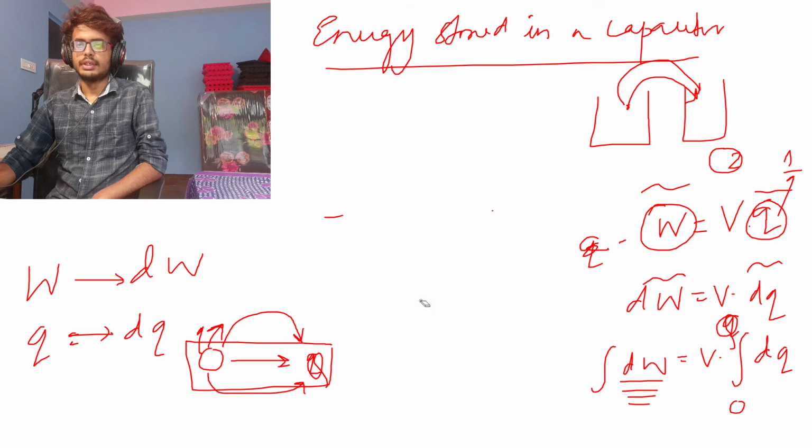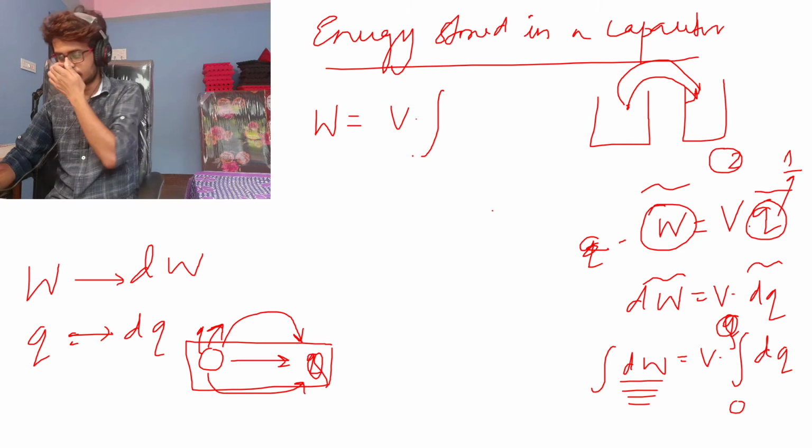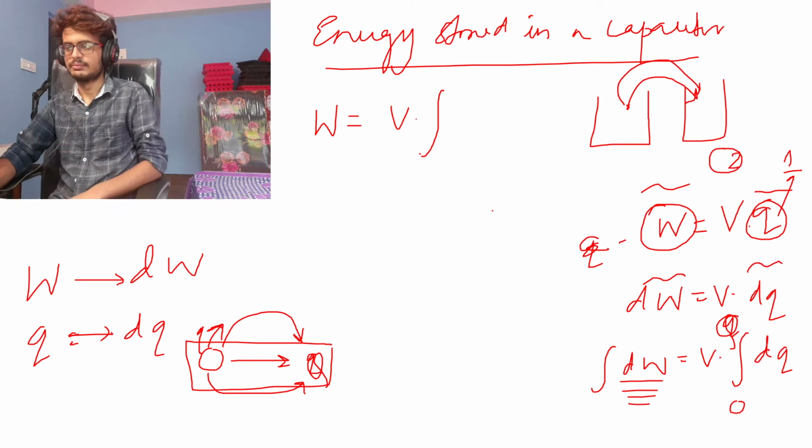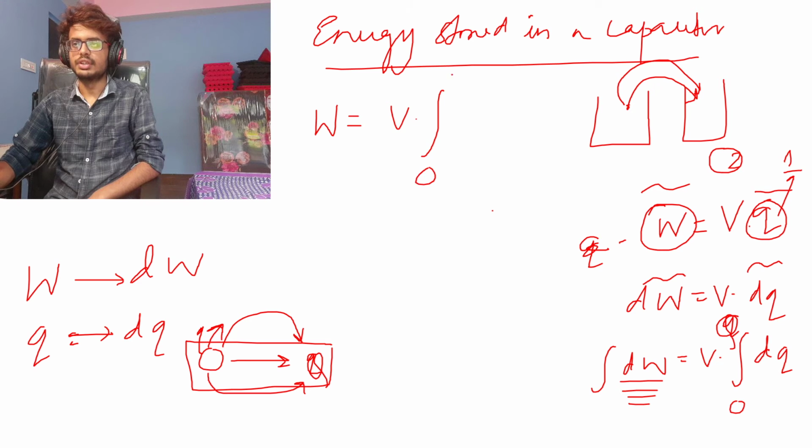We continue with this equation. The integration of dW is W, right? If you integrate dW, you get W. V into dQ. What is dQ? No, dQ is not Q.